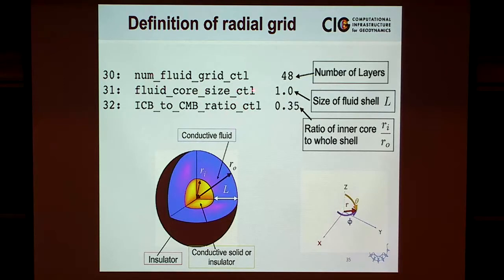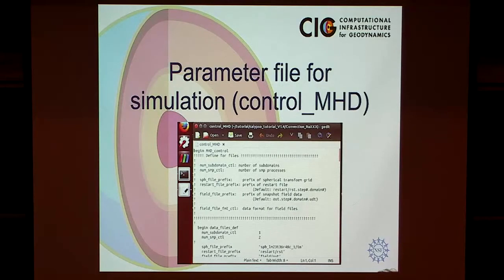And so we also set the number of the radial grid. I also deleted the grid data, but with 48 layers by this block. So that's it. We can set the spatial resolution and the truncation level. We can make the tables. Then run a model with defining the control MHD.